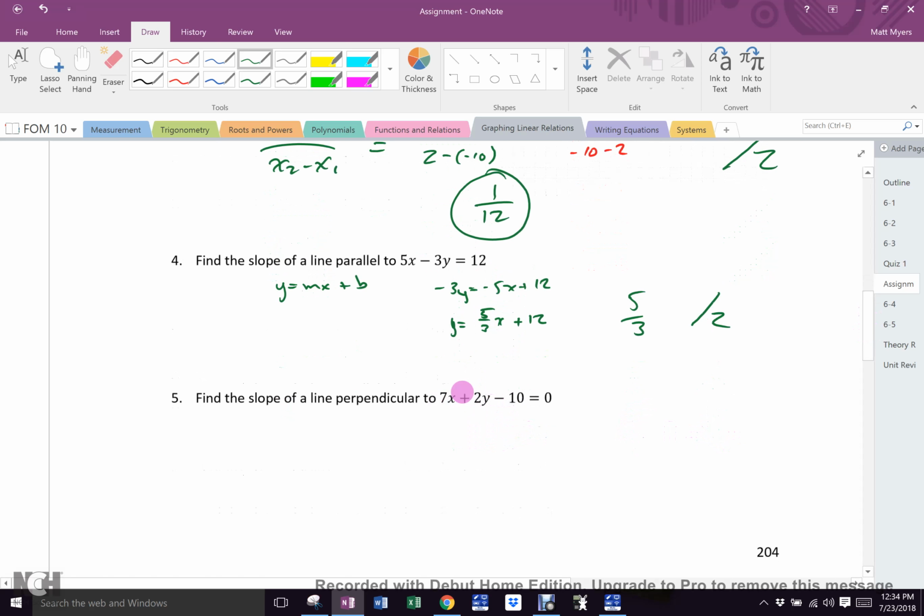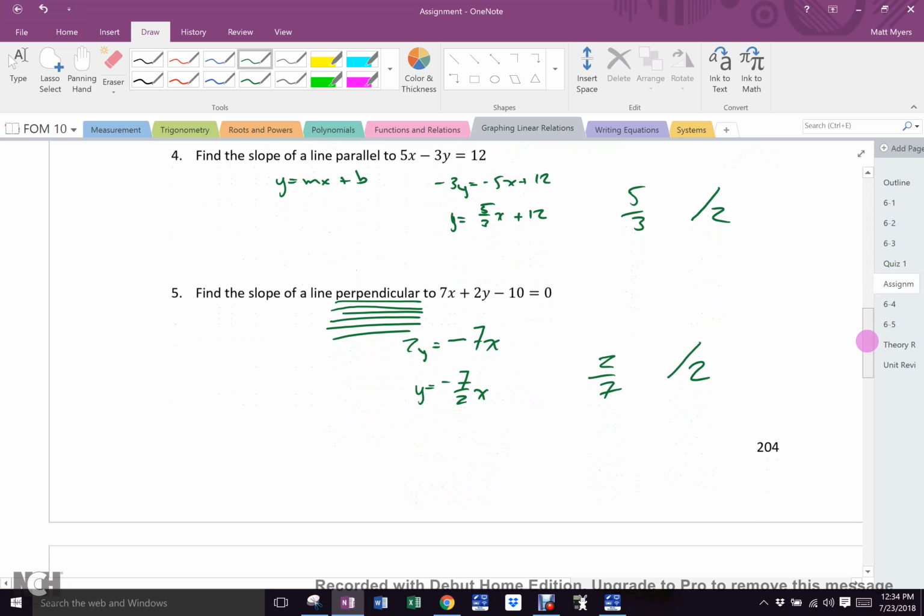Perpendicular here, same thing. 2y equals negative 7x. Do I even care about the 10? No, because I only care about perpendicularity, which is slope only. So y equals negative 7 halves x. That's what this line is. I don't want this line. I want perpendicular. So what is it? 2/7, also for 2 marks.